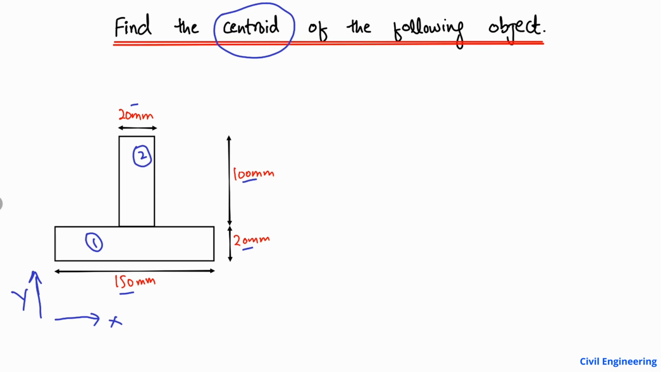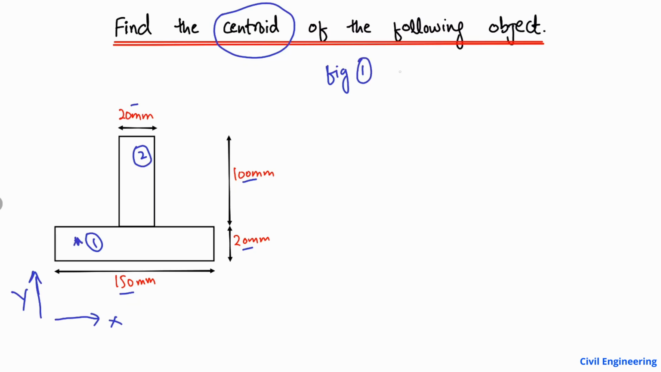When it is a single object, then you can simply divide by 2. If it is a square, then you can find out the centroid. But in this case, it is a bit complex shape, so you cannot find the centroid very easily. So how to do it? I will do it in parts. For example, this is figure 1.